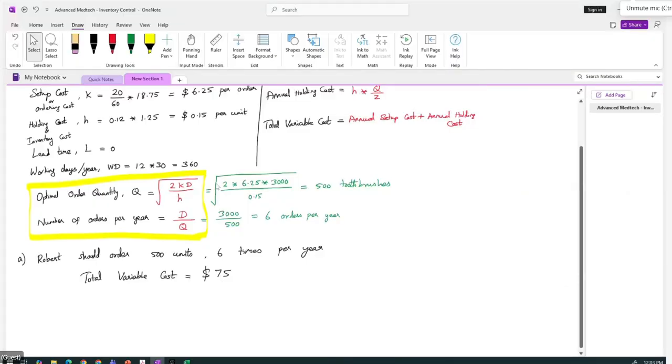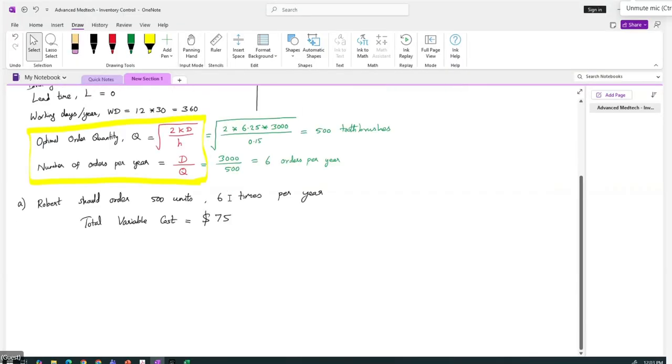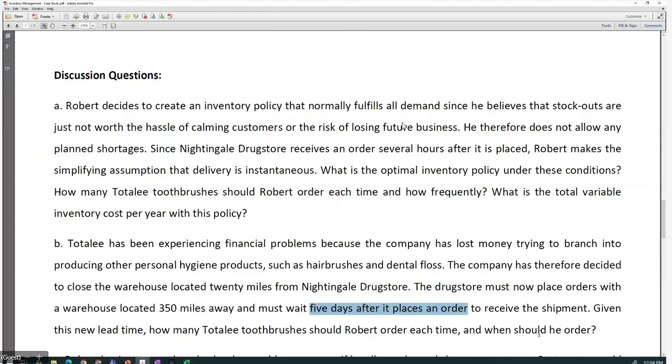Lead time. Thank you. So this 5 days, now we are looking at part B. Part B is a what-if scenario, and here we are looking at a possible lead time. The lead time in this case, L, is equal to 5 days. Given this new lead time, how many total brushes should Robert order each time? And when should he order? How can I answer this?